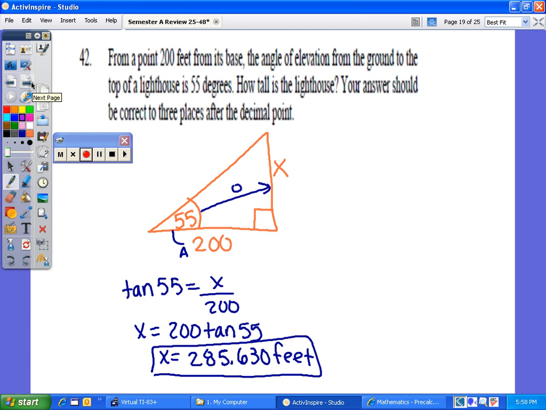All right, 42 starts our SOHCAHTOA section, which is my favorite because it's so easy. From a point 200 feet from its base, you have your angle of elevation. And angle of elevation is always here. If they talk about angle of depression, you draw it up here, but it's always going to wind up being alternate interior to that anyway, so it's the same thing almost. So how tall is the lighthouse? Set it up, and pretty much they want you to stay 3 places after the decimal, so that's why that's the answer.